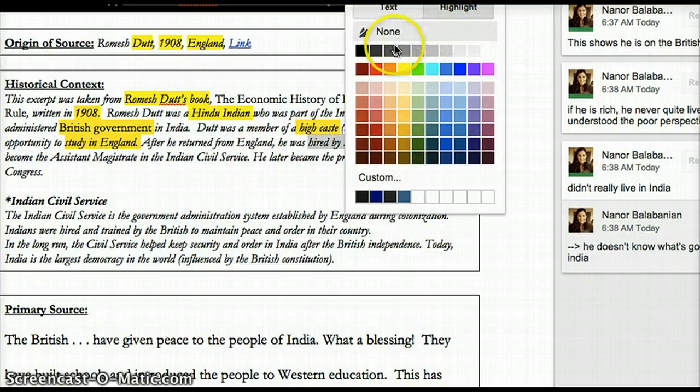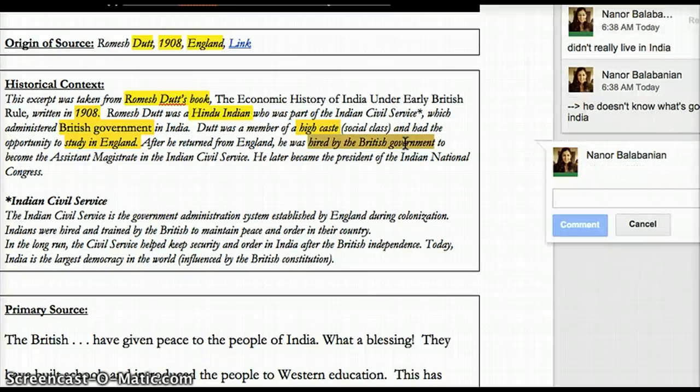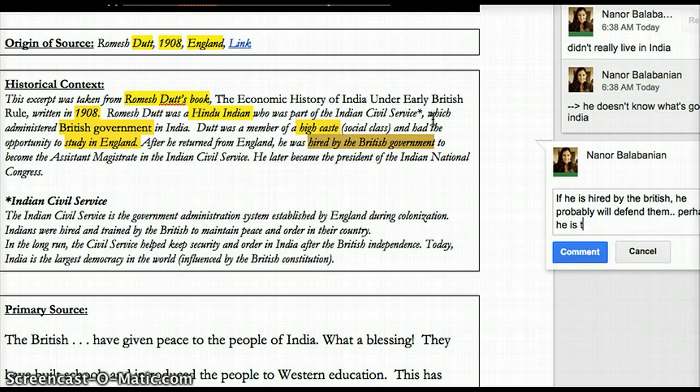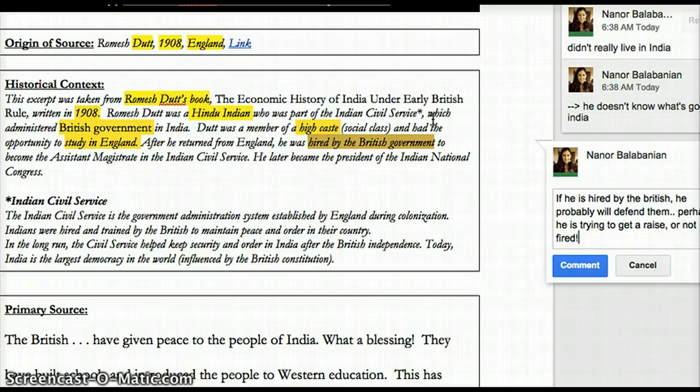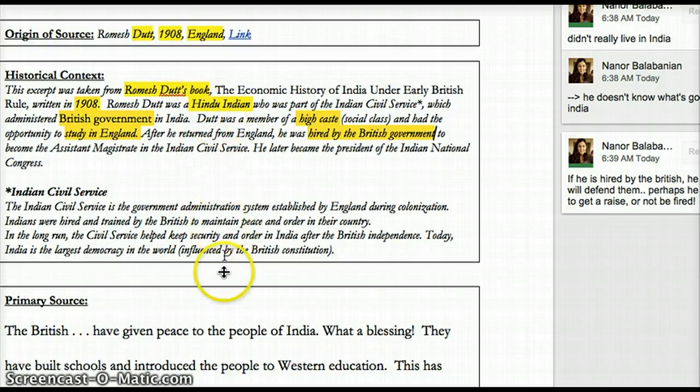So what does this tell us, guys? If he's hired by the British, is he going to support the Indians or the British? Most likely the British. He's not going to say anything bad about the Indians. Why? Maybe he wants to get a raise to move up. If he is hired by the British, he probably will defend them. Perhaps he's trying to get a raise or not be fired. So now that we know all these things about him, these will really affect what he's going to say.